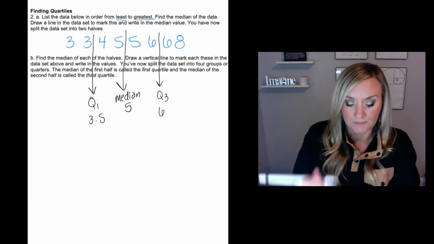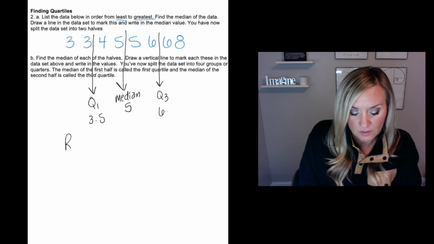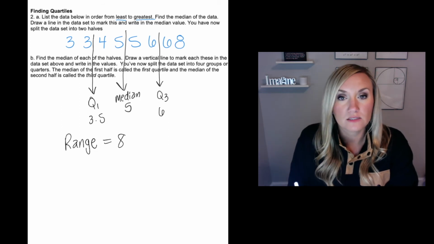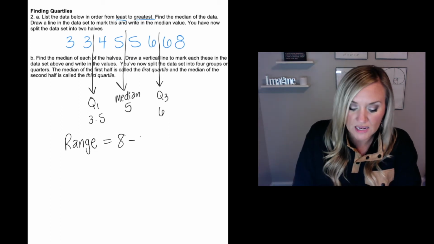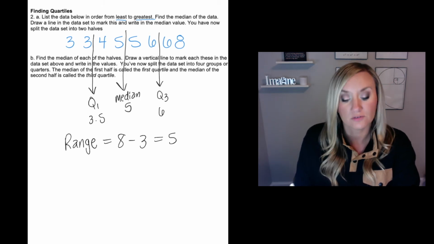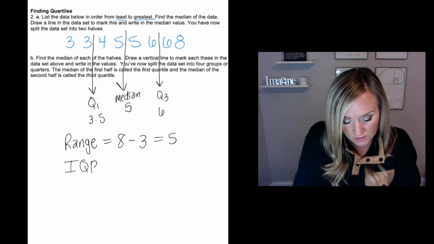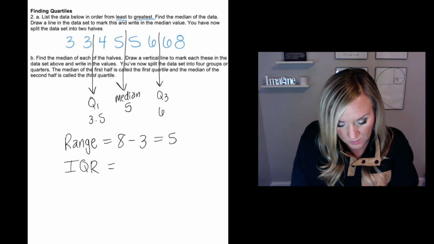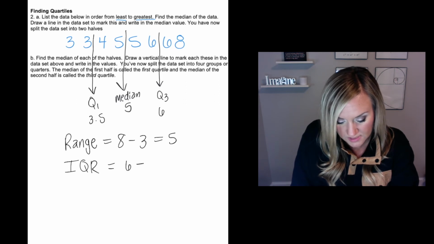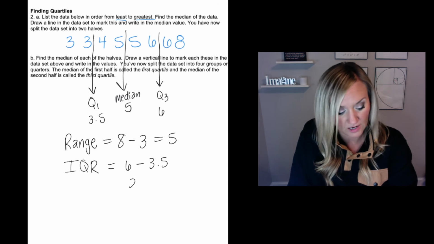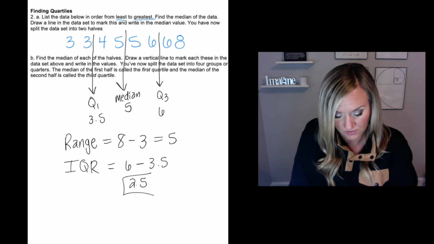All right, awesome. Now let's look at the range. The range is the greatest number in our set of data, which is 8, subtracted by the smallest, which is 3, so our range is 5. And then our IQR, the interquartile range, is Q3, which is 6, minus Q1, which is 3.5, so our IQR is 2.5.